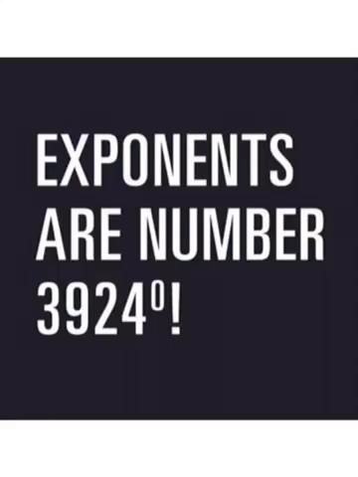Finally, I just had to toss in this dorky little exponents joke. So exponents are number 3,924 to the power of 0. If you don't get it, ask someone nearby and they can explain it to you.